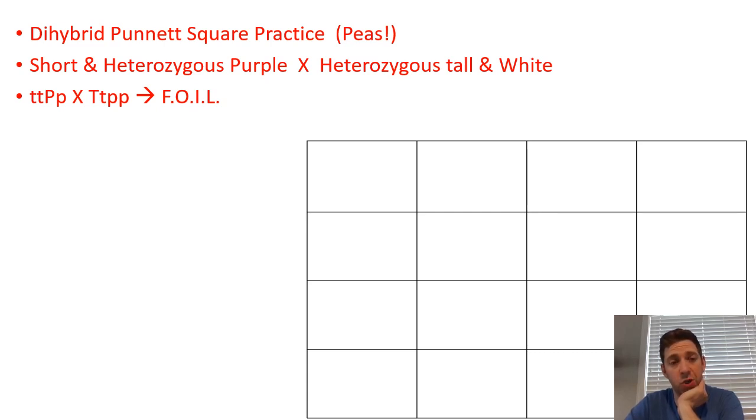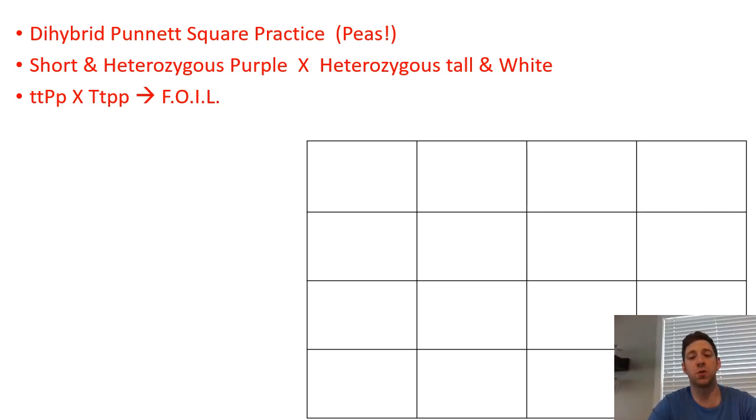Again, if a pea is short, you know it's homozygous recessive. Heterozygous purple, we know what that looks like. Heterozygous tall, and then a white pea plant must be homozygous recessive. So the first thing we do is FOIL. And remember, mathematically, it would look like this. So we have our first set of alleles, we have our second set of alleles, and this is for that first parent.